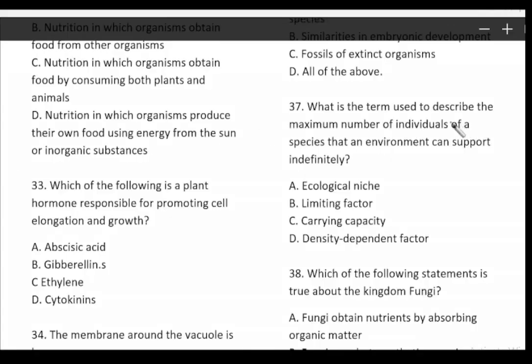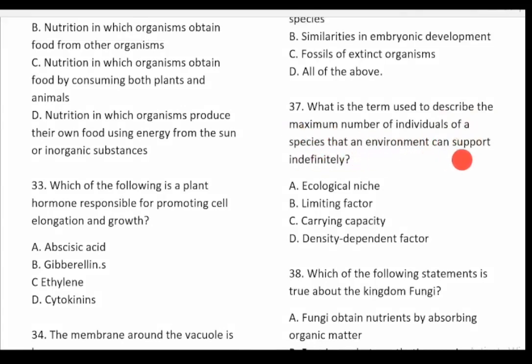What is the term used to describe the maximum number of individuals of a species that an environment can support indefinitely? Now, this particular question needs to be tackled with care. You need to be very, very vigilant because there are some hidden keywords in this question here. Now, when we look at this, it says the maximum number of individuals. That talks about population. But we now need to see something here again. It says that an environment can support indefinitely.